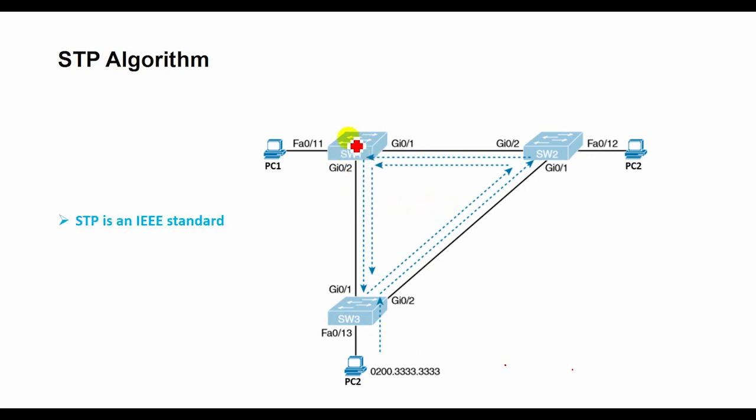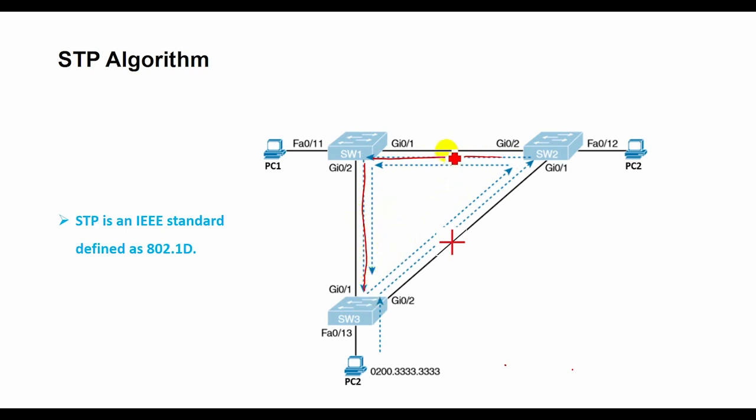STP is an IEEE standard defined as 802.1D. STP places certain ports in the blocking state so that they do not listen to, forward, or flood data frames. STP creates a tree that ensures that only one path exists for each network segment at any one time.